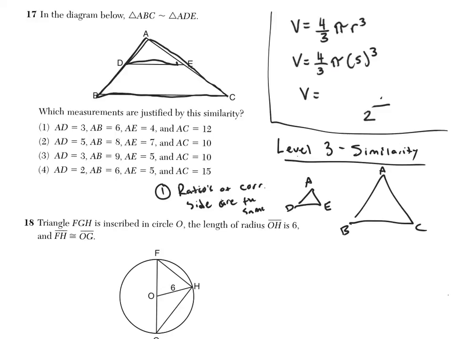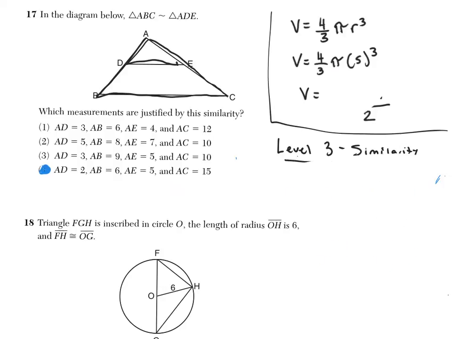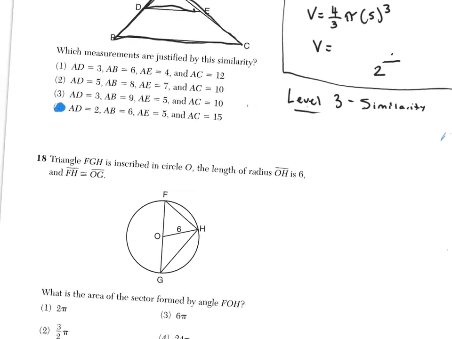Now, let's try a different one. Let's try number 4. AD is 2, AB is 6, AE is 5, AC is 15. So if we divide 6 over 2, we get 3. And if we do 15 divided by 5, we get 3. Look at that, the ratios are the same. This triangle is 3 times as large, so our answer is number 4. Okay, for our last problem of this video at least, we're going to do number 18.